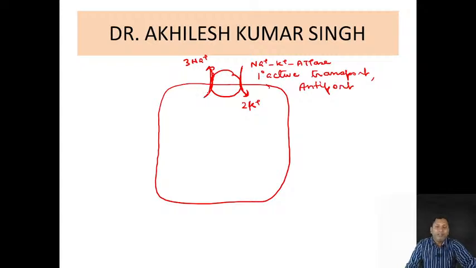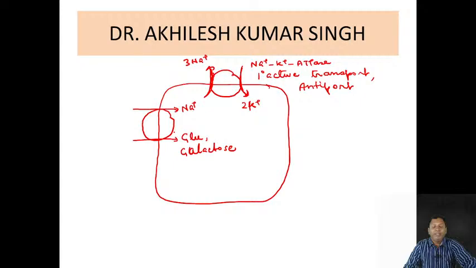Right? So when the sodium goes out, what will happen to the sodium level inside the cell? So the sodium level inside the cell will decrease. So what will happen here is, now the sodium will enter from outside of the cell to inside, along with the glucose, or along with the galactose. Right? So this is called secondary active transport.